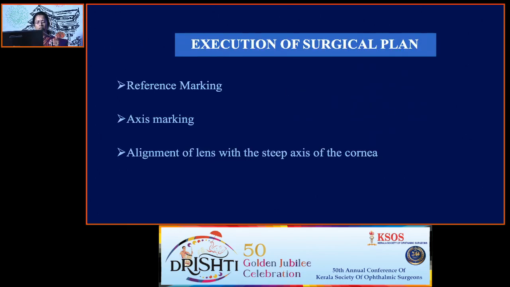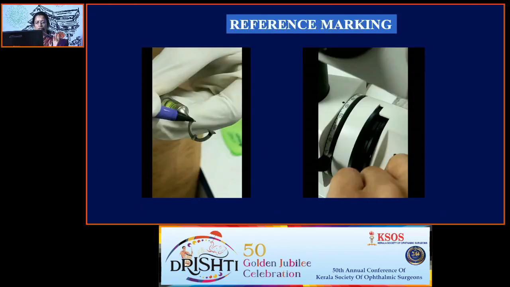Coming to the surgical plan, these are the things that need to be done in addition to what is done in a normal phaco. You have to do reference marking. That is, the 0 and 180 should be marked, and this should be done in the sitting position to take care of cyclorotation. Then you have to mark the steep axis of the cornea, because the IOL has to be aligned in that axis, and the IOL mark should be aligned with the steep axis of the cornea.